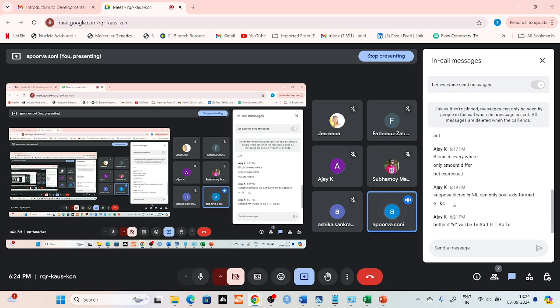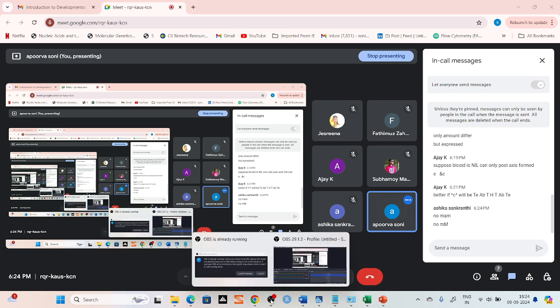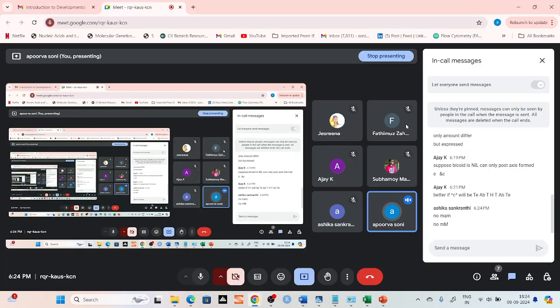Fine. So anybody else who wanted to give a try? Anshika, Jasrina, Shubhamoy, Fatimuz. I'm sorry if I'm pronouncing your name incorrectly. Anybody who thinks or anything you want to say? Ashika, no ma'am. So you haven't read these topics, Ashika, before? Like this developmental biology? Okay, so this is your first time. So have you gone through the lectures then?